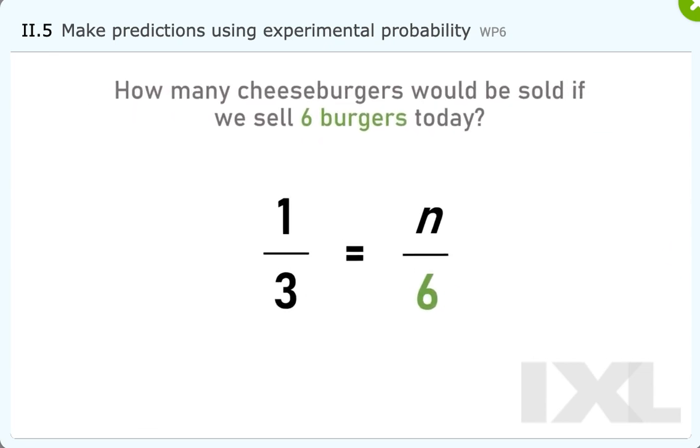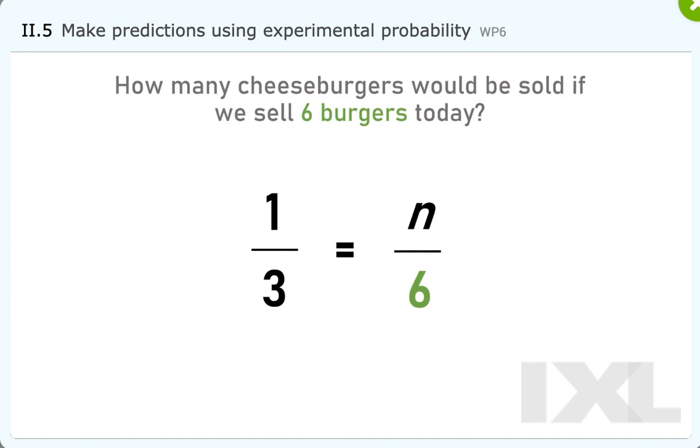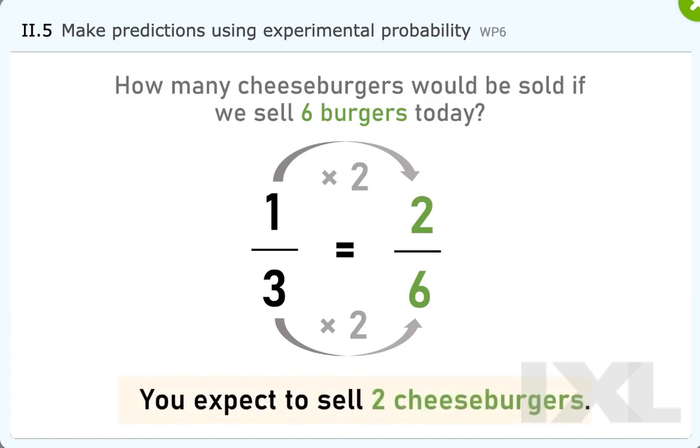Okay, in order to solve for n, we need to do a little bit of thinking. How do we get from our fraction of 1/3 to a fraction with a denominator of 6? Well, notice that you can multiply the denominator of 1/3 by 2 to get a denominator of 6. That means we should multiply the numerator by 2 to get n. Multiplying the numerator by 2, we know n equals 1 times 2, which is just 2. And that's our answer. Of the next 6 burgers we sell, we expect 2 of them to be cheeseburgers.